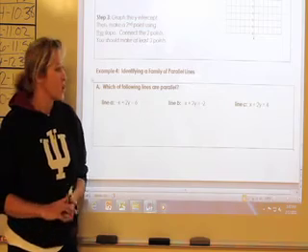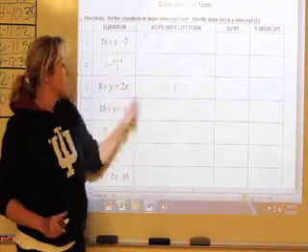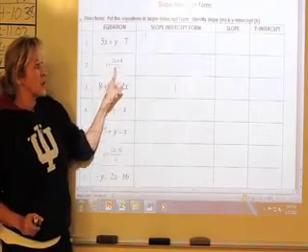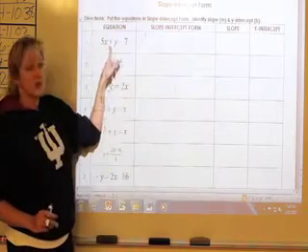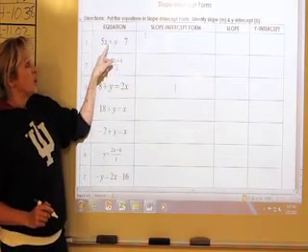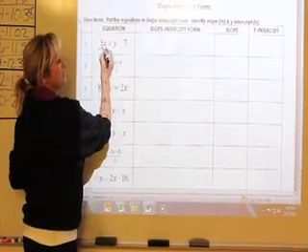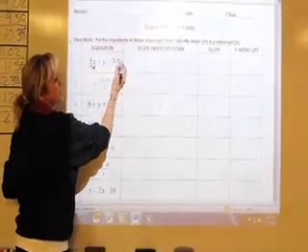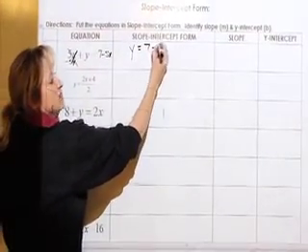The second part of your homework, as far as the packet, is the slope-intercept form. You are going to take each one of these equations, identify the slope, and identify the y-intercept. I'll do the first one with you. You have here 5x plus y equals 7. What you're going to do, minus 5x, since we're solving for y. So now your equation is y equals 7 minus 5x.